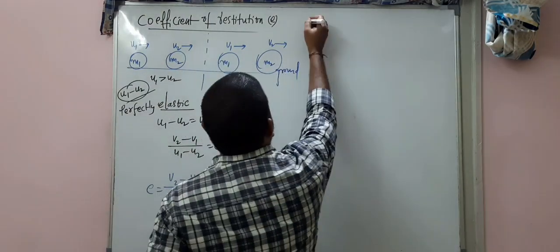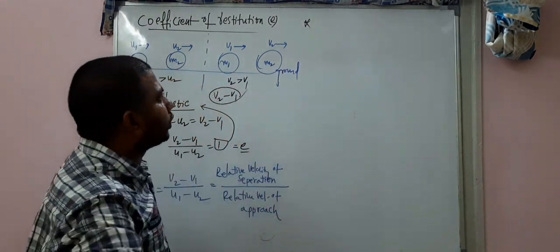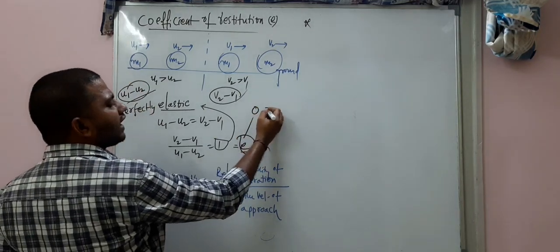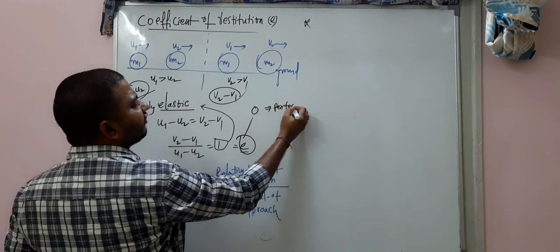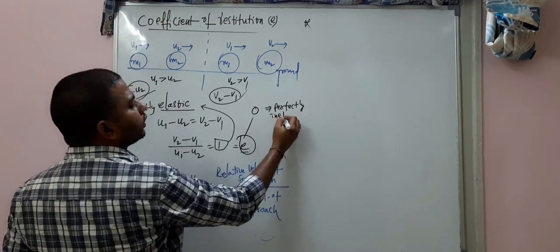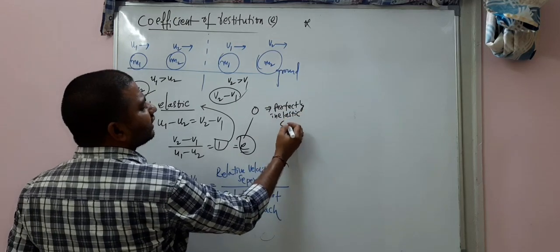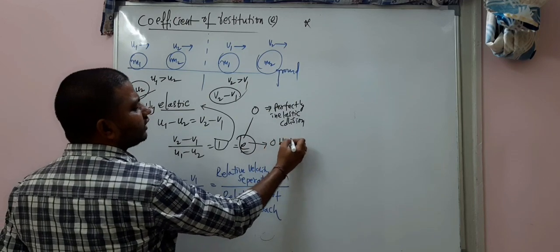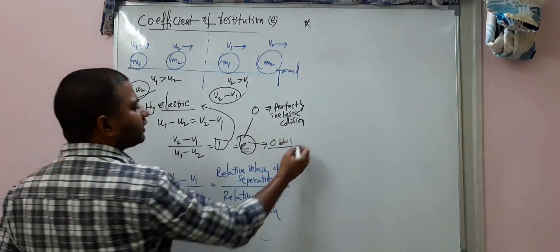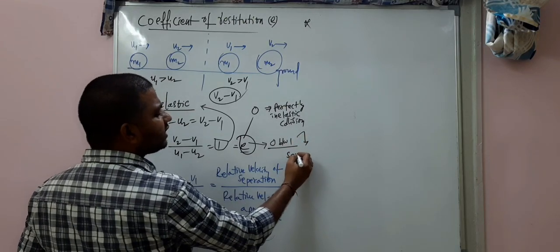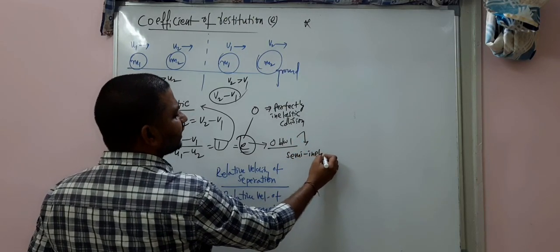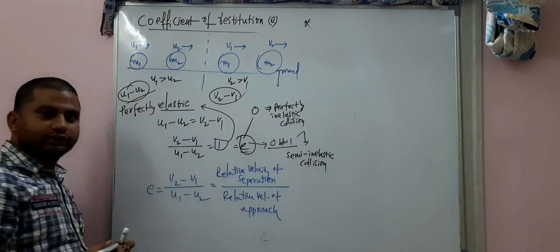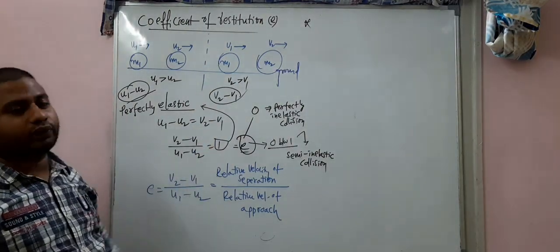Here, look at the situation. Number one, and before moving to that, you know already, if this is 0, I can say it is a perfectly inelastic collision. If this value lies between 0 and 1, then I can say it is a semi-inelastic collision. Alright. And look at the important case here.